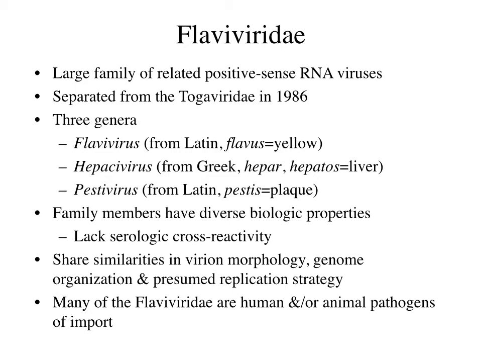The family members have very diverse biological properties, but they do share similarities, of course, in the morphology of the virion, the genome, and so on. There are at least 73 viruses in this group that affect humans and are transmitted by arthropods. So again, we have a situation where many of the viruses in this group have an arthropod vector associated with them.